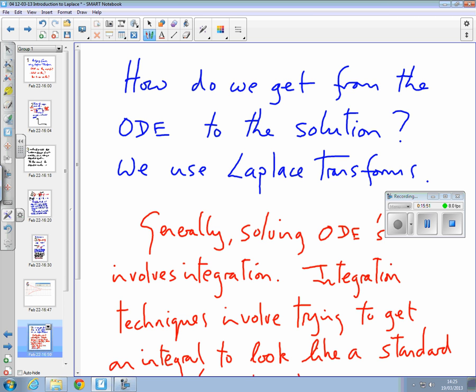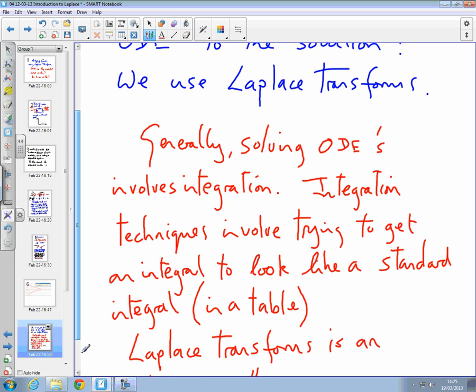I just want to talk very briefly about how we're going to do it, and we're going to start thinking about this next week. How do we get from the ordinary differential equation to the solution, that magic solution that I just presented you with? We use these Laplace transforms. Generally, solving these ordinary differential equations uses integration, and last year we did some of that. How do you get back from a differential to the ordinary function? You integrate. That involves things that look like standard integrals on a table.